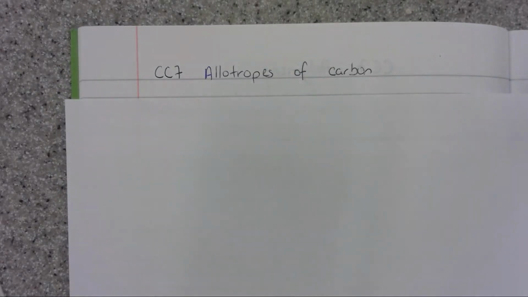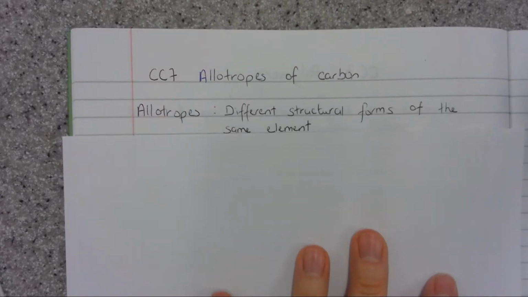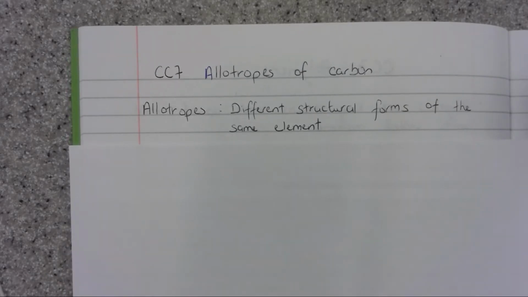In this video, we're going to continue with CC7 because CC7 is going to be on paper 1 and paper 2, and we're specifically going to look at allotropes of carbon. First thing we're going to do is look at what an allotrope is, and an allotrope is just different structural forms of the same element. Because we're looking at allotropes of carbon, we are going to look at different structural forms of the element.